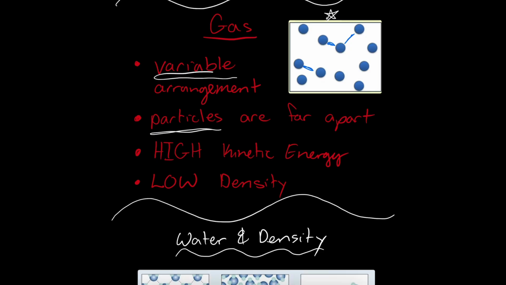They are cruising around. They have a very high amount of kinetic energy, which means they're moving very, very quickly around their container, and they're going to bounce off the walls of their container, creating gaseous pressure. Because they are so far apart from one another, we also say that they have a very low molecular density.